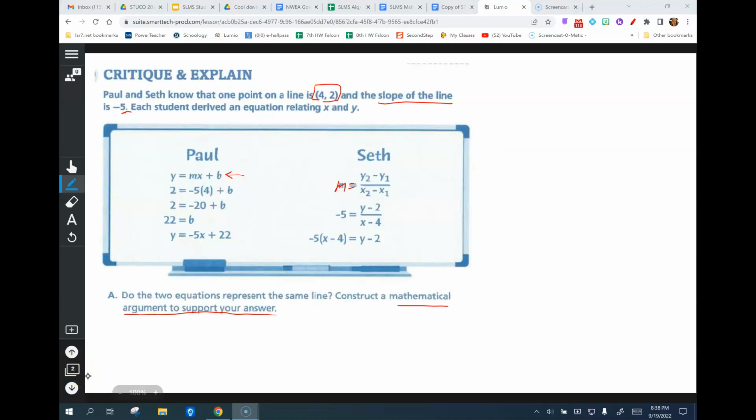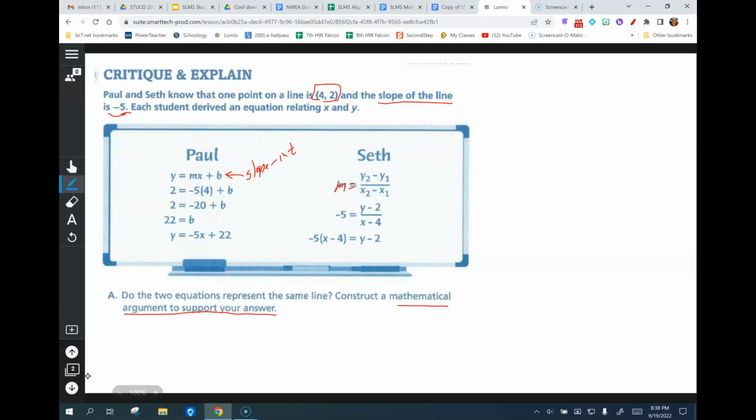So Paul and Seth know that one point on a line is (4, 2), and the slope of the line is -5. I've already underlined some of that information. Each student derived an equation relating x and y. Notice what Paul used. Yes, that is slope-intercept, what we talked about in the last lesson. He plugged in the 2 for y, the slope, and the y-intercept and solved for b and came up with an equation. That's what we did in yesterday's lesson.